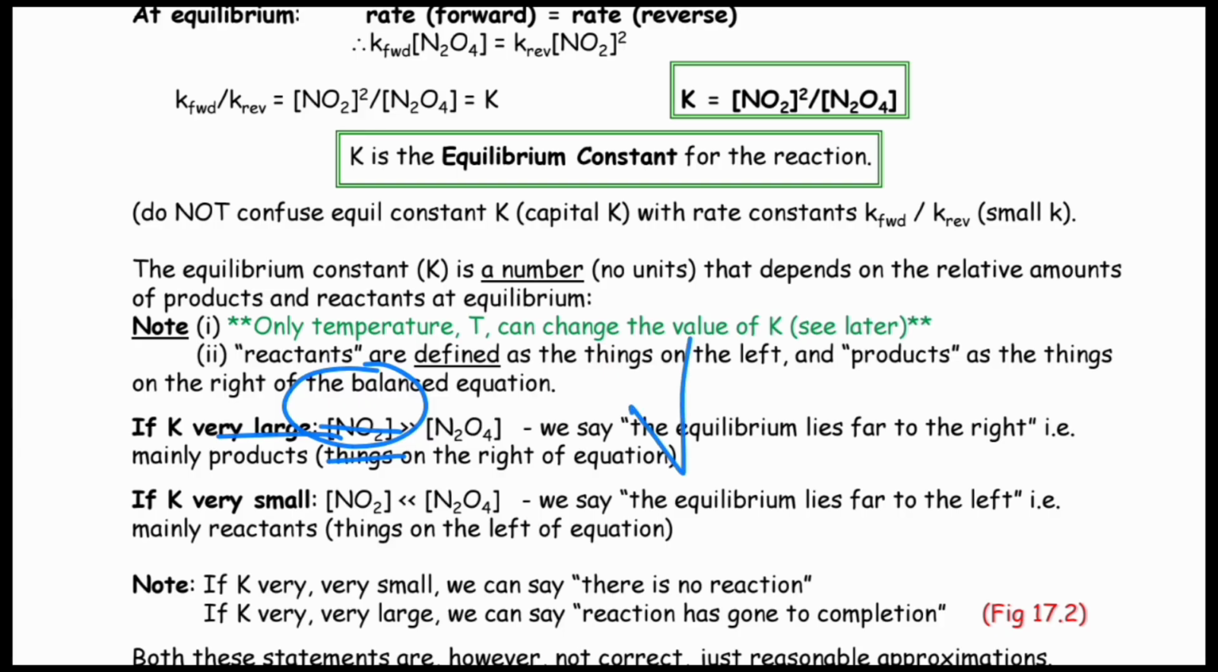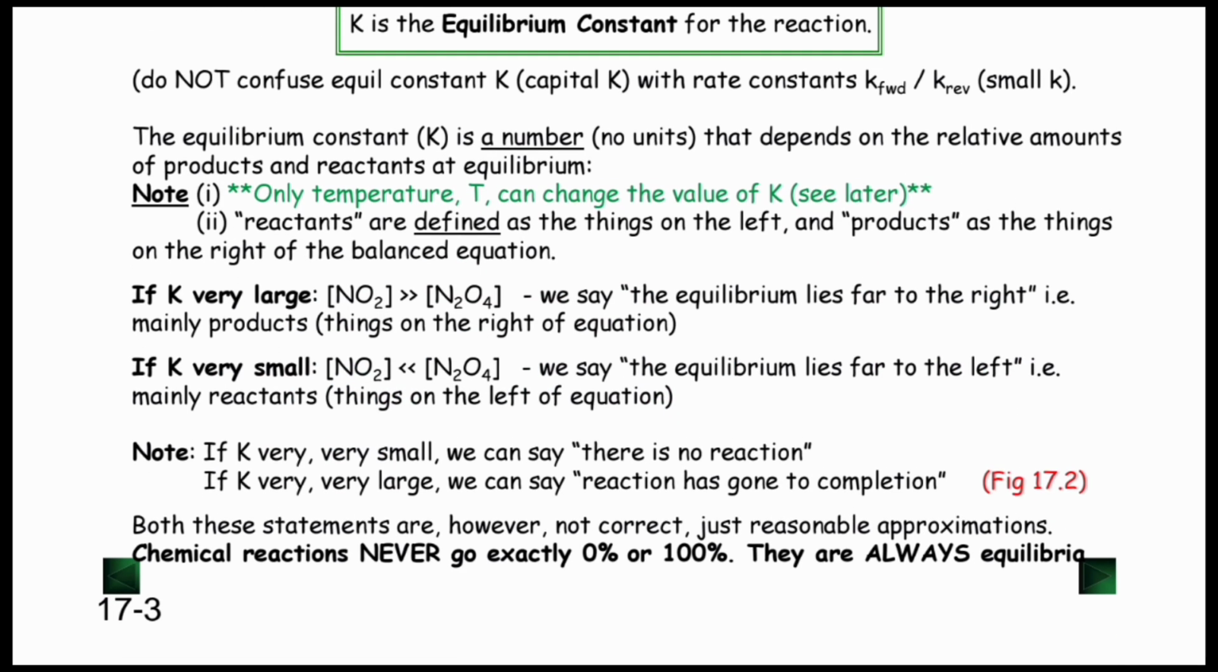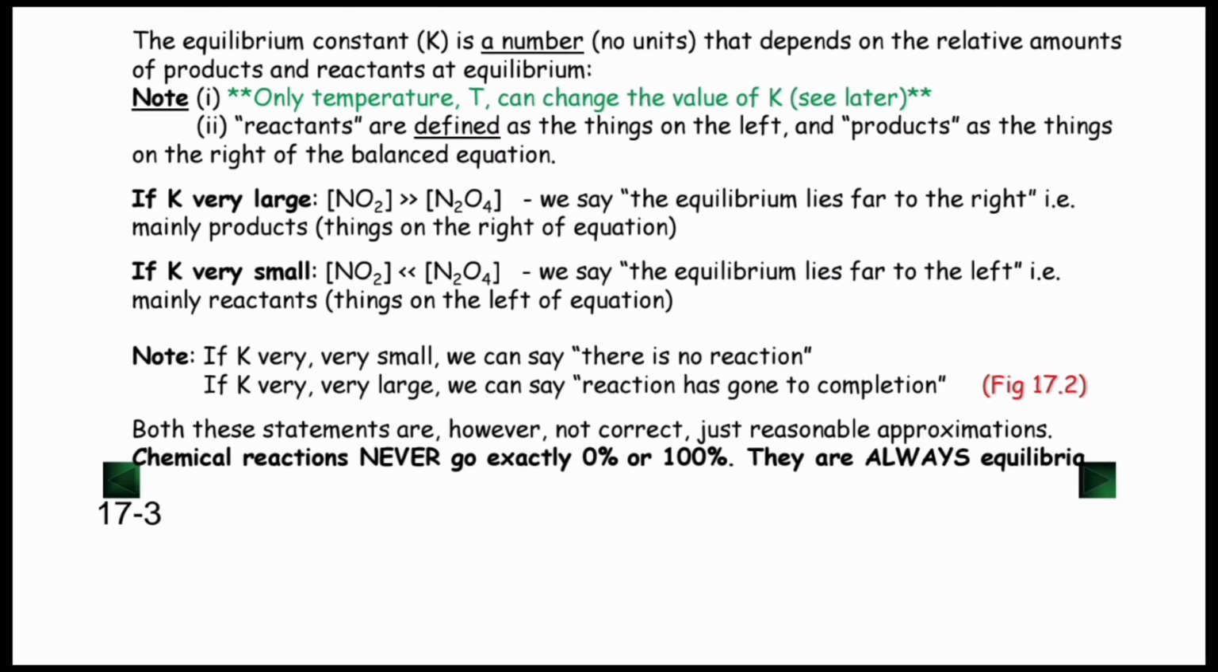If products are less, meaning the reactants are more and products are less, it means the value of K is very small. And if both have the same concentration, then the value of K will be equal to 1, because it is a ratio of products to reactants. If K is very small, we can say that there is no reaction. If K is very large, we can say that the reaction has gone to completion, not 100%. Chemical reactions never go exactly 0% or 100%. They are always at equilibrium.